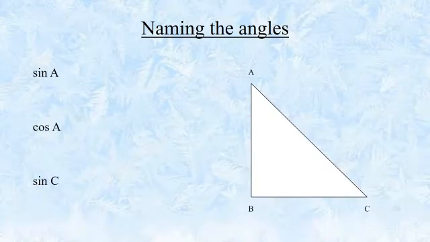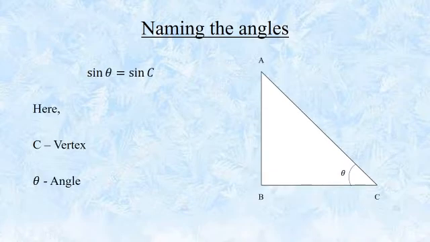We usually name the angles of the triangle with respect to their vertices, and we also denote the trigonometric ratios with respect to the vertices. For example, sin A, cos A, tan A, cosec A, or sin C, cot C, sec C, etc. But it is not essential to use the vertices. We can also use another angle for them.